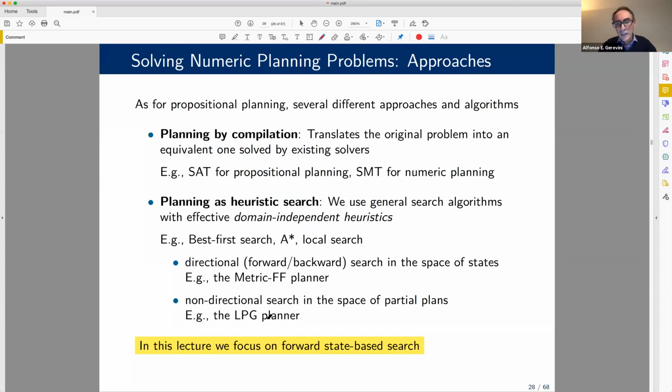We can do heuristic search in a space of states, as we have described it so far, or also in other kinds of spaces, like the space of partial plans, where the goal of the search is to modify incrementally a plan until we find a valid plan. An example of this second class of approaches is the LPG planner that my group developed several years ago, and it was a successful planner. But most of the work in the planning literature focuses on state-based search, so we decided to focus especially on this approach.